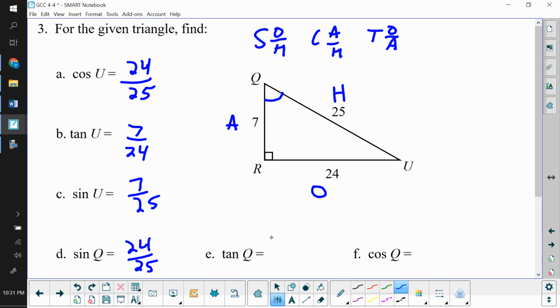Tan should be O over A, so that's 24/7. And cos is A over H, our adjacent over hypotenuse, so that's 7/25. So it's all dependent on which acute angle you are working from, and then just knowing your SOHCAHTOA.